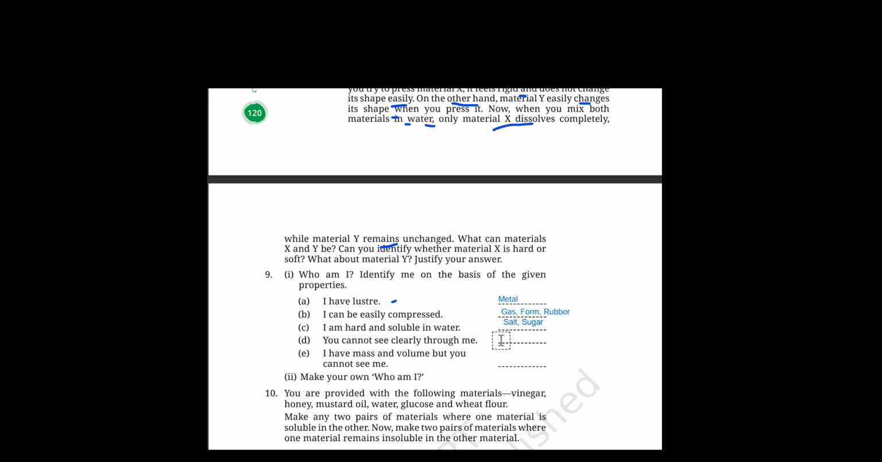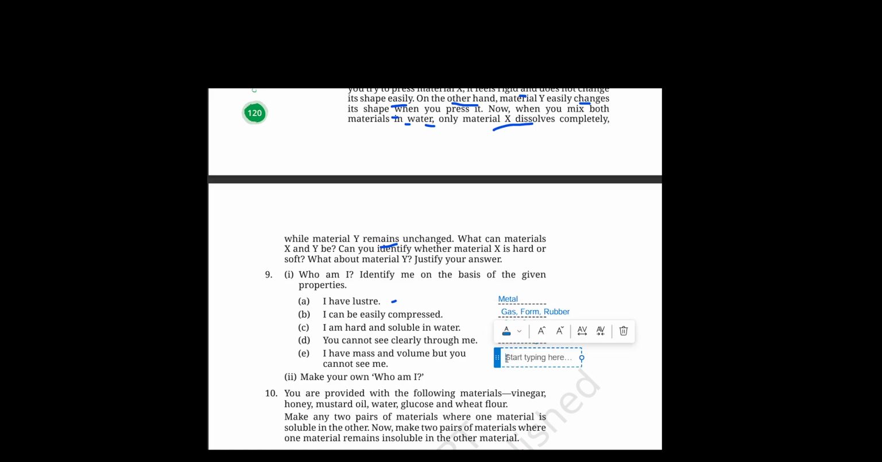You cannot clearly see through me. So the material is saying that you cannot see through me completely clearly, meaning you can see a little bit. So it could be a frosted glass which is translucent, right? If it says you cannot see completely through me, or you cannot see through me at all, then it will be a wood or an opaque object. Whereas it says you cannot see clearly through me, so it must be a frosted glass which is translucent.